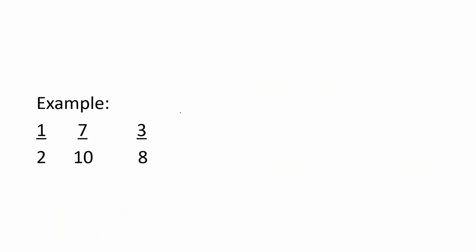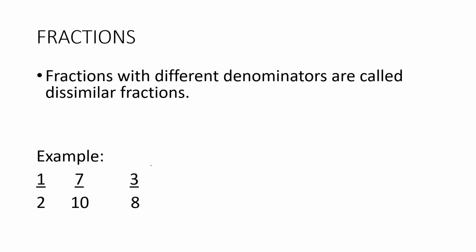Next. Another example, we have here 1/2, 7/10, and 3/8. What do you notice? I will give you another 5 seconds. 5, 4, 3, 2, 1. We notice, the denominators are not the same. They don't have the same denominators. They are different. So, what do we call that?